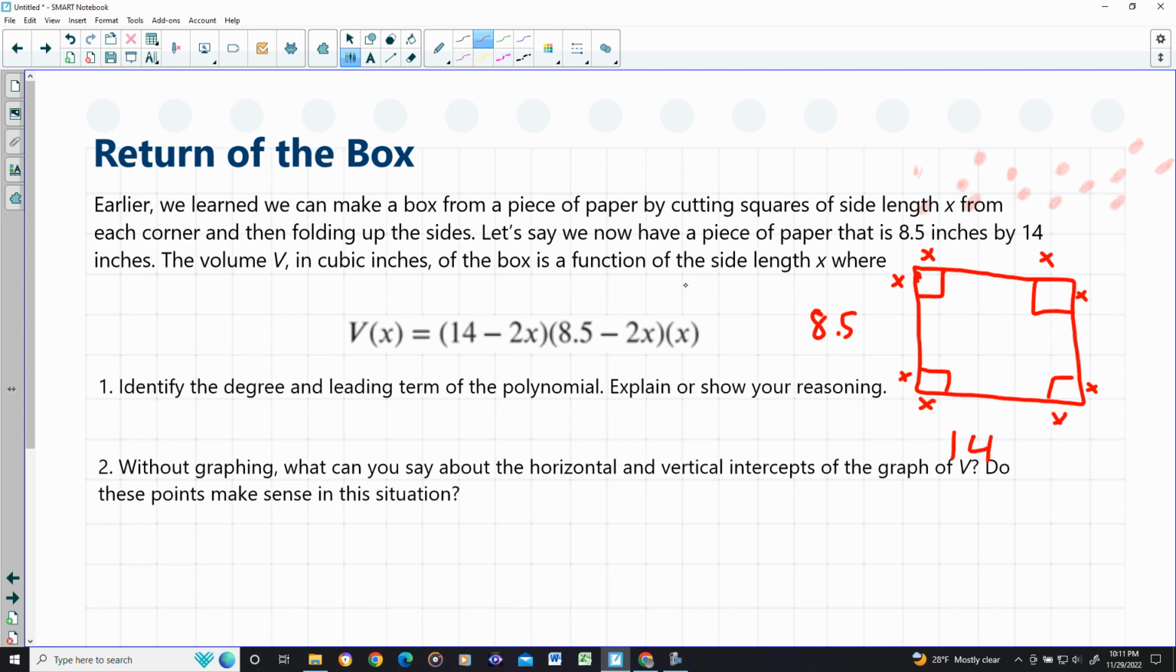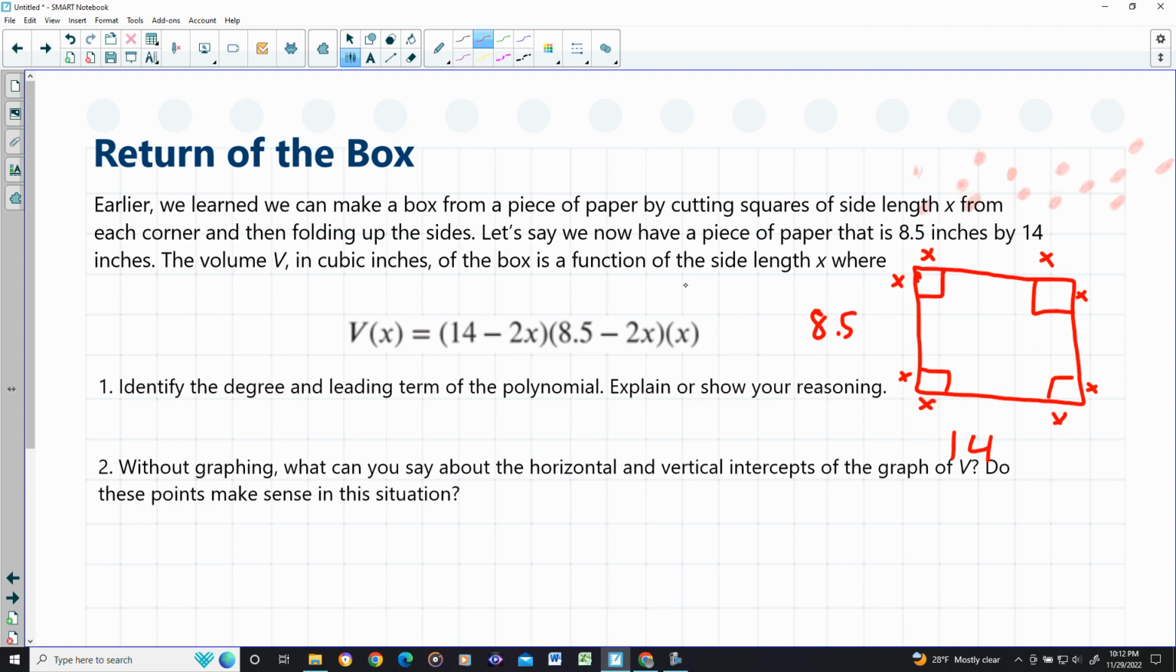All right, so identify the degree and leading term of the polynomial. Oh, how do we do that? What's degree? Degree is the highest exponent. Okay, so the value of the highest exponent. So what, 1? Is this a first degree function, because none of the x's have an exponent on it? But if that's the case, then what's the leading term? Oh, that's yucky. How do we figure that out?